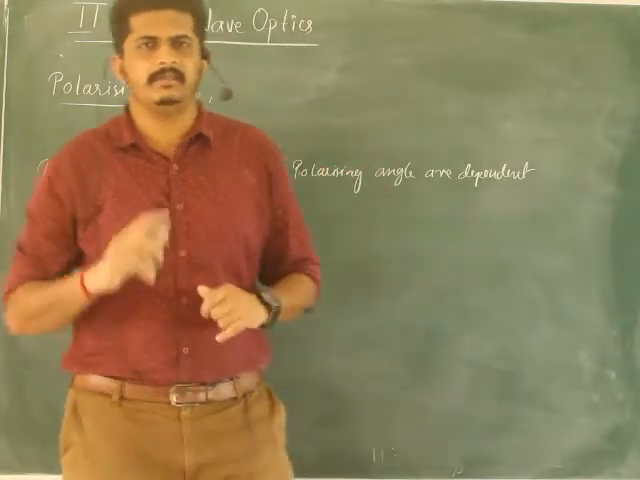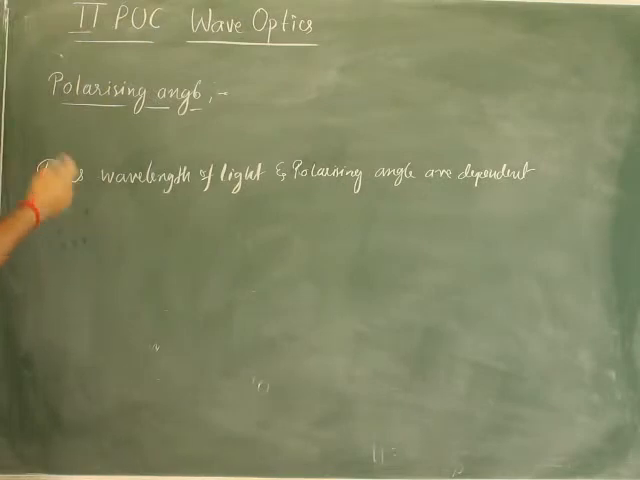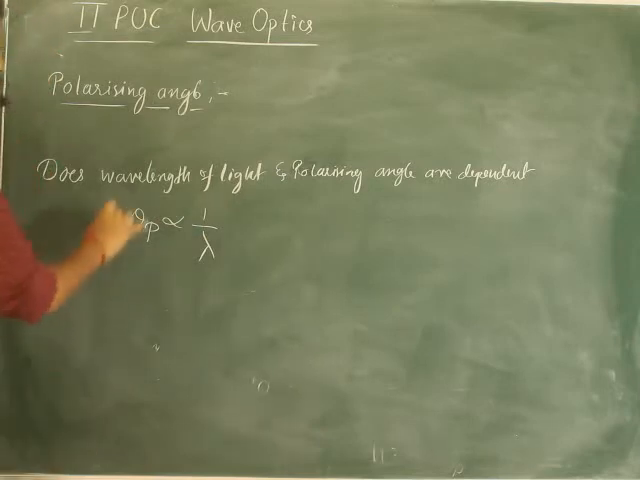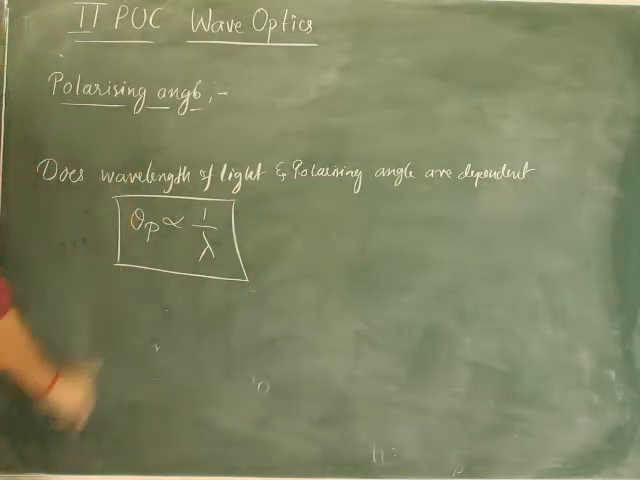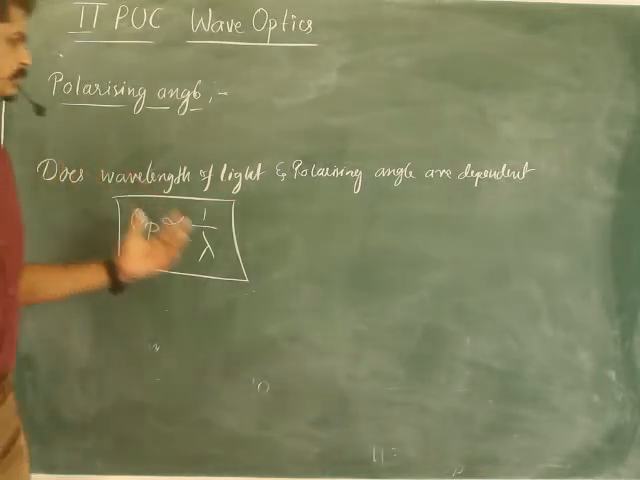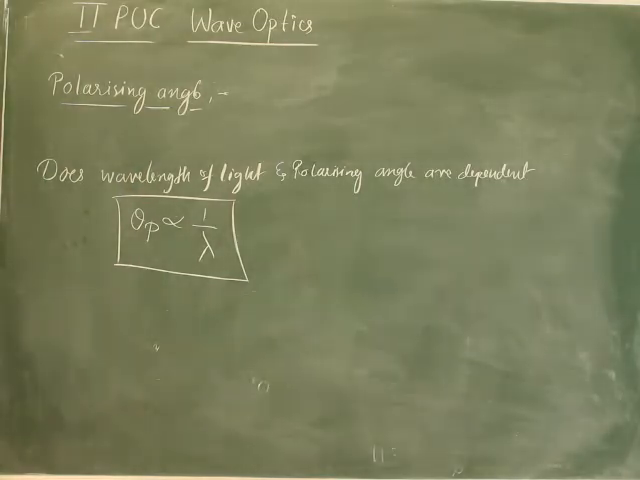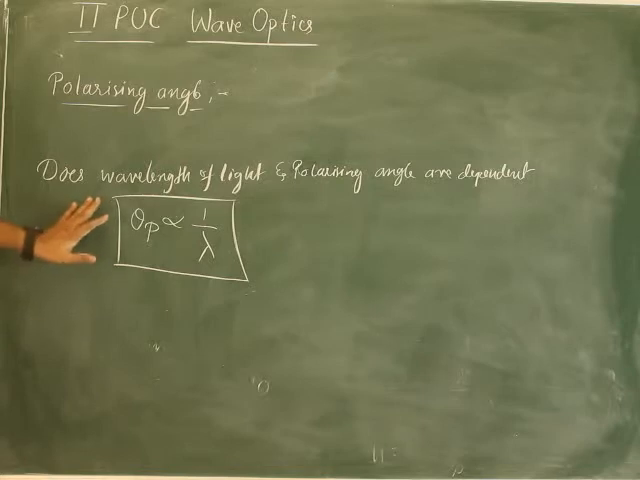So just remember, students, what I told you right now. So yes, of course, what is the answer? Yes. What is the relation? So polarizing angle is inversely proportional to wavelength of light. In a sentence you write down, and this one also you can write down. So polarizing angle is inversely proportional to wavelength. So if you use different wavelengths of light, different polarizing angle you will get. Okay. So write down the definition.